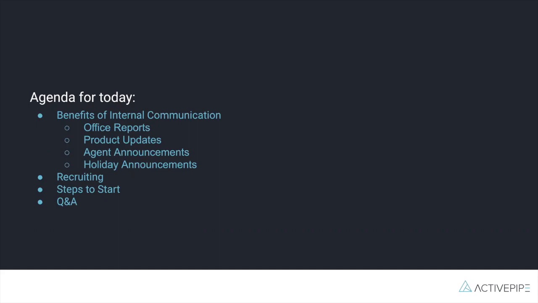So there are three main things that we're going to address today to help you uncover how you can use ActivePipe for internal communications. This is going to be monthly office reports, product updates, agent announcements, holiday announcements are just an addition, and then recruiting as well. Once we go through the benefits of utilizing this, then we'll talk about the steps to start, and then we'll give some time for Q&A.